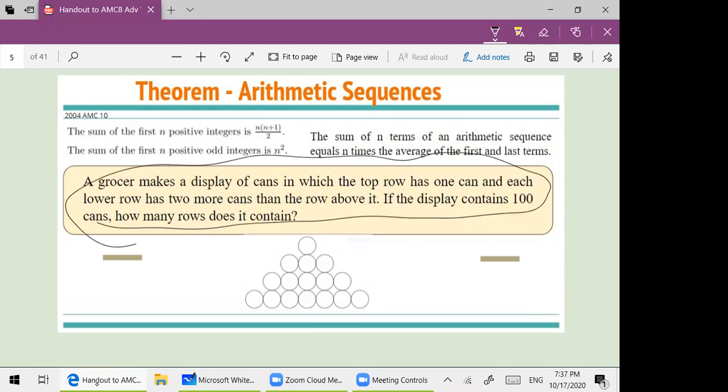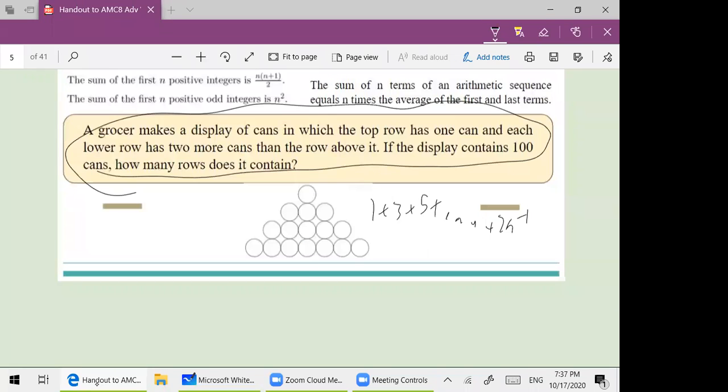Okay, instead of waiting for people to submit, I'll just directly go over this. So, the first sentence, all the information in the problem, basically tells you that 1 plus 3 plus 5 plus all the way to 2n minus 1 equals 100, where there are n rows.